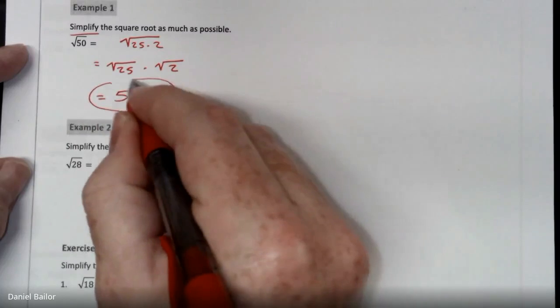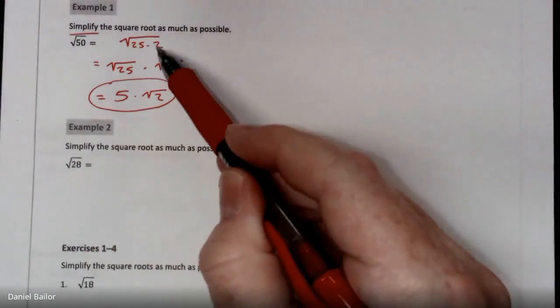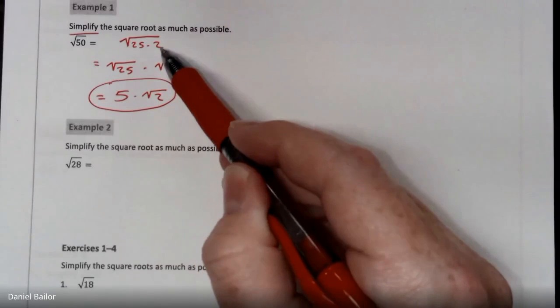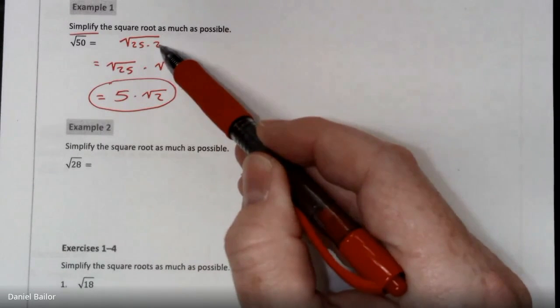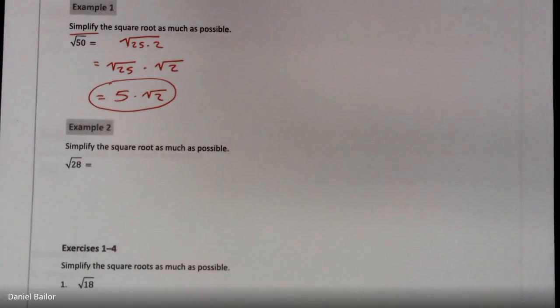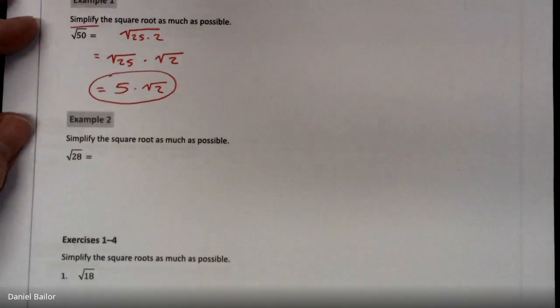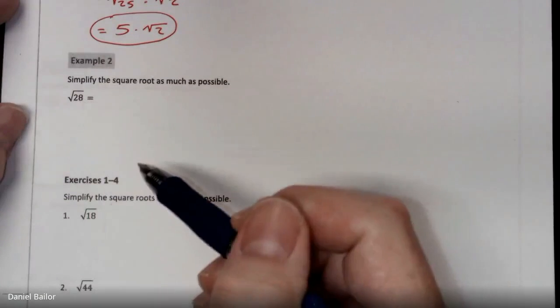And that is simplified. It takes practice, and it all depends on how much practice you have and how familiar you are, because you have to find the best products to choose. Finding the best products helps you, and it just takes practice. It just takes knowing your math facts. Example 2, simplify the square root as much as possible. We have the square root of 28.